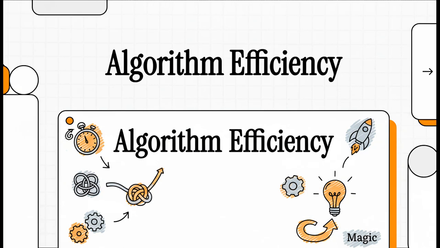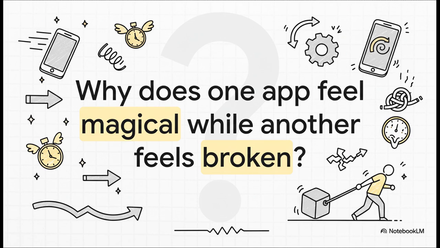Let's talk about the invisible engine behind every single piece of software you use: algorithm efficiency. It's the secret sauce that decides if an app feels like pure magic or just a total headache. So what is this code that counts? Well, let's dive in. You've definitely asked yourself this before, right?